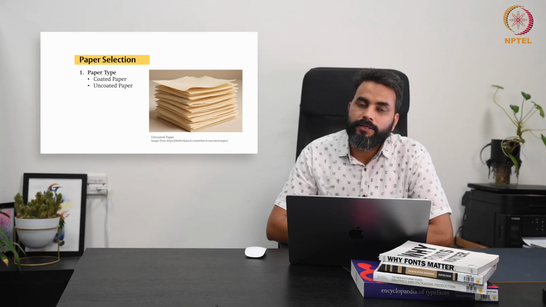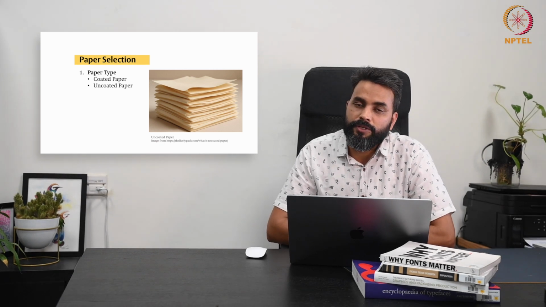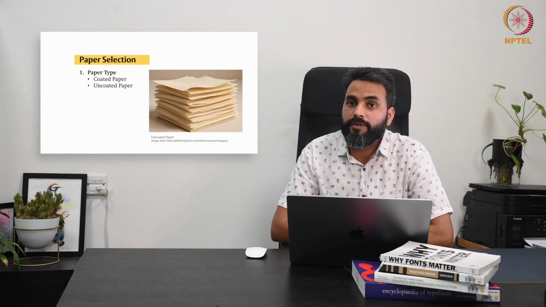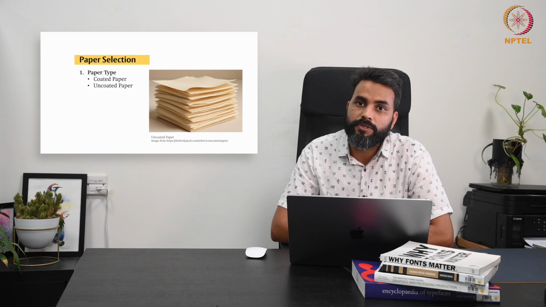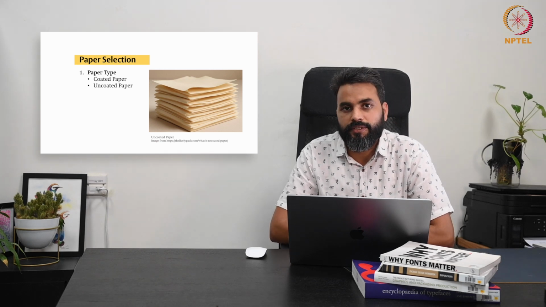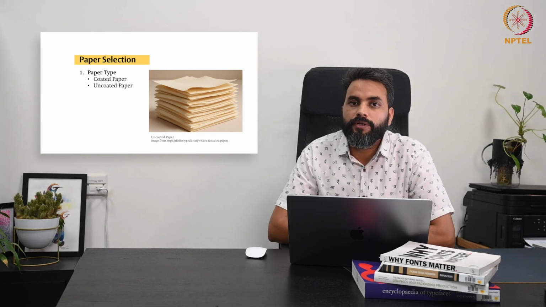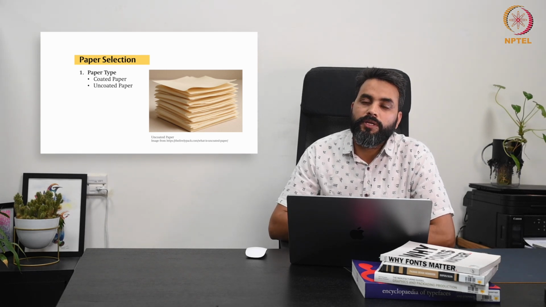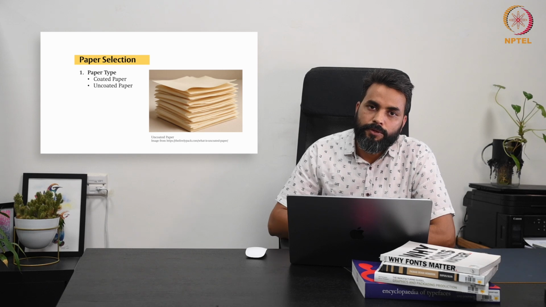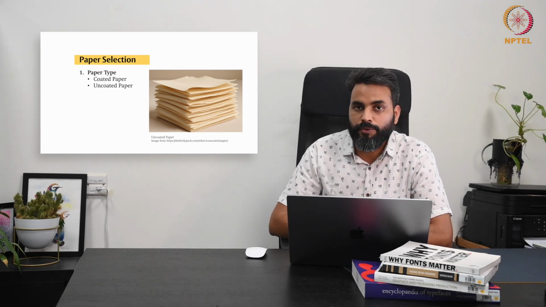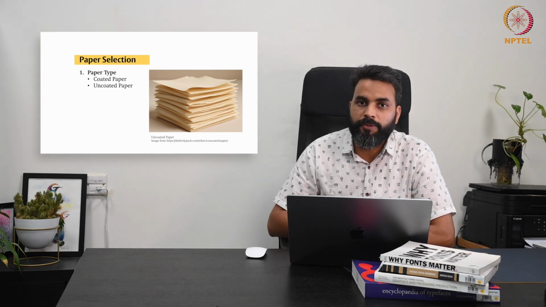The other type of paper is uncoated paper, which is non reflective and suitable for text heavy material like books, notepads, or stationery. Uncoated papers are easy to write on, with a neutral and classic feel. So depending on the need and requirement, you may pick whether you're going for uncoated or coated paper.